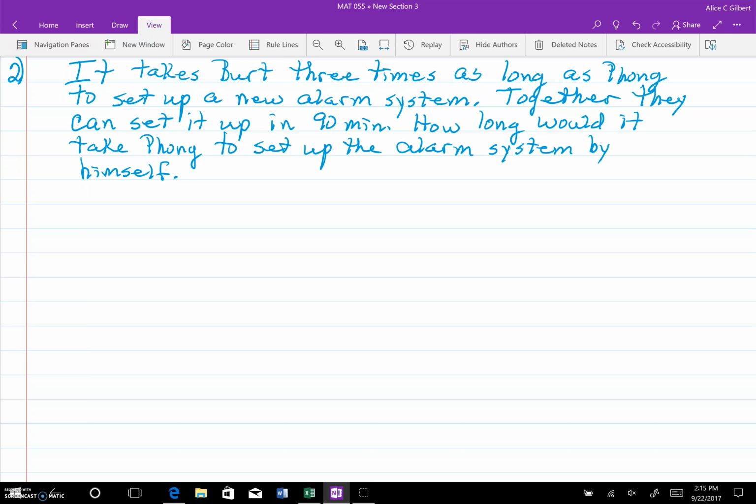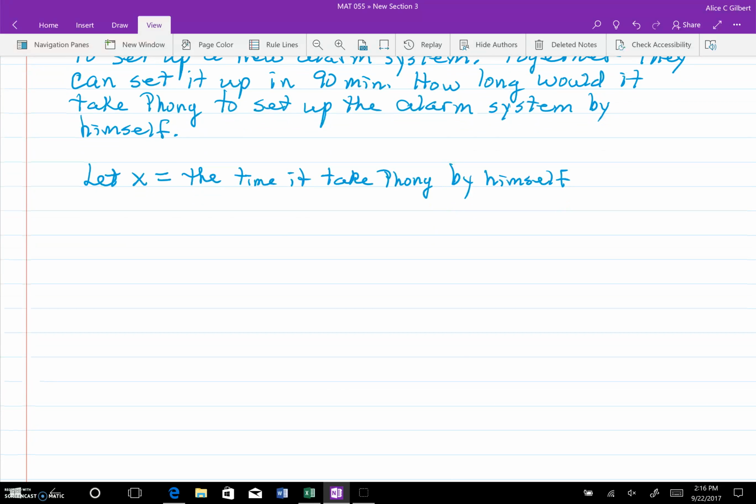Well, first I want to assign my variables. So I'm going to say let x equal the time it takes Fong by himself. Or you could put working alone or whatever you want. Okay, so now I am going to make my table.